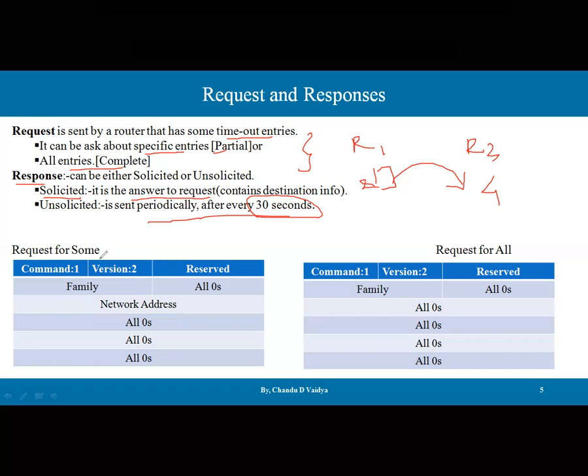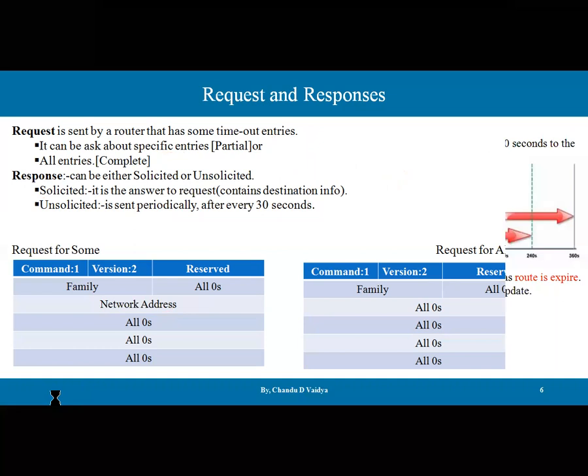So this is the request for all, where all zeros are put here. There is no network address. And there is also a request for some. Here the format is available, and for a request for all, the fields are all zeros. So request is to get some information, and response is the reply to that particular message.